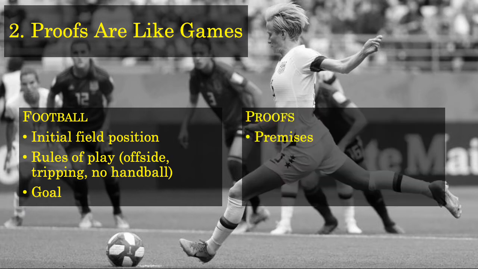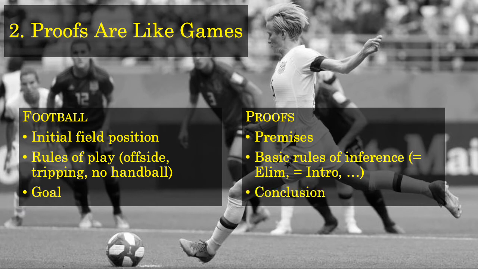The analog to initial field position in a proof are your premises. These are the assumptions that you can take for granted in the proof. And just like football players can't move down the field in any arbitrary fashion that they want, they have to obey the various rules of soccer or football, you have to do the same thing in logic. You have to obey the basic rules of inference, and we'll get into what those are in a minute. Finally, just as a goal is a desirable end state in soccer or football, the conclusion is a desirable end state in a proof.